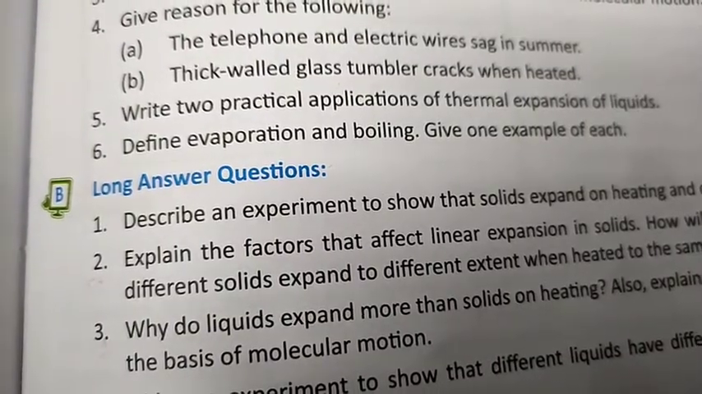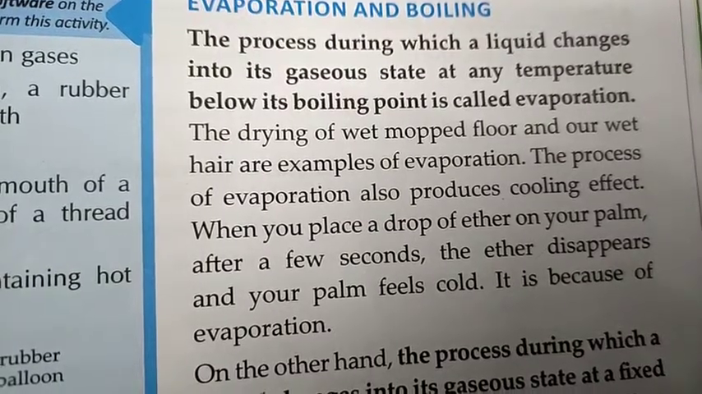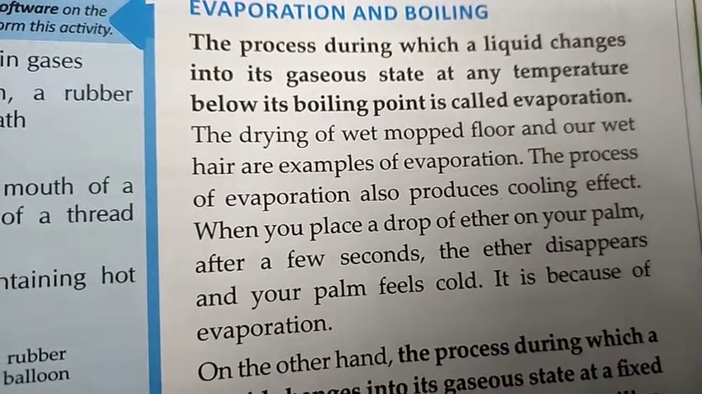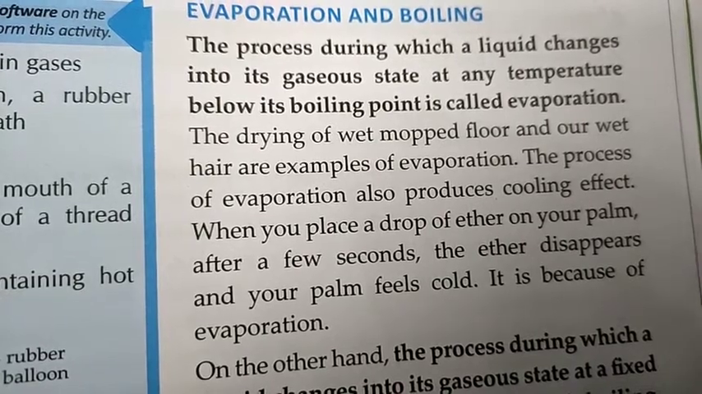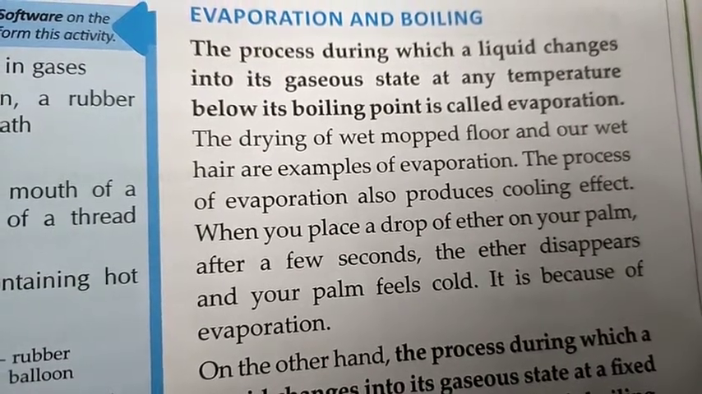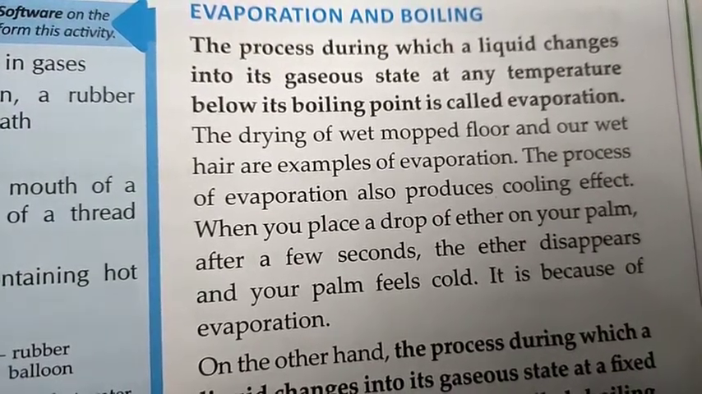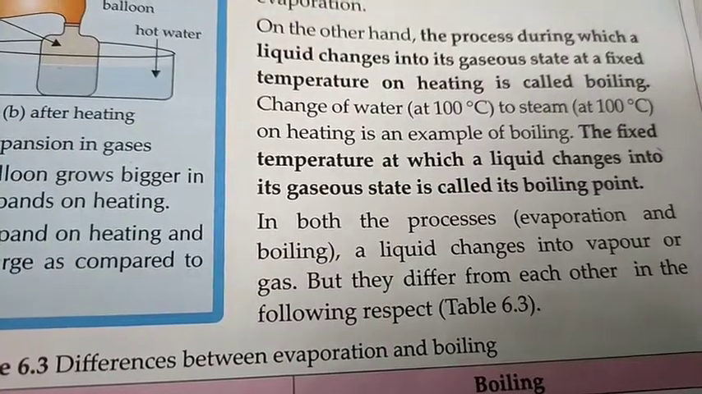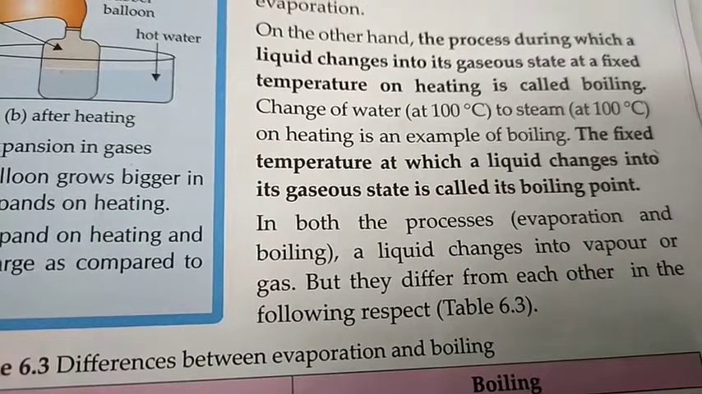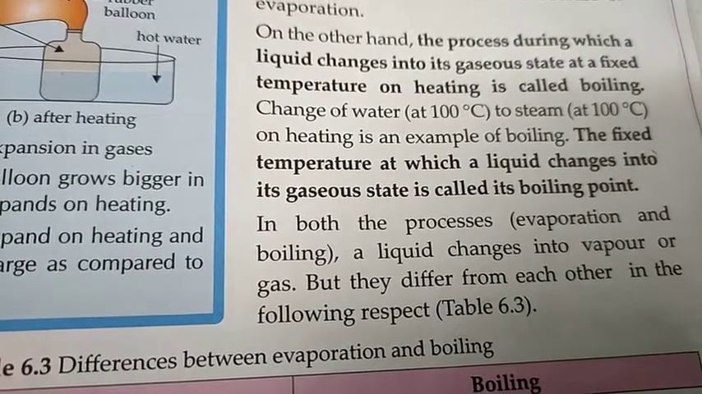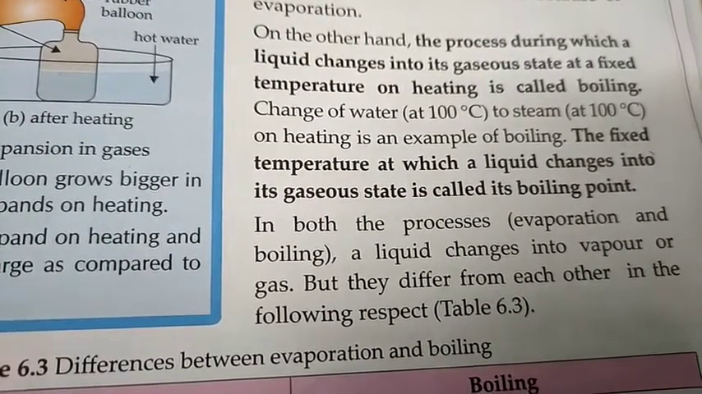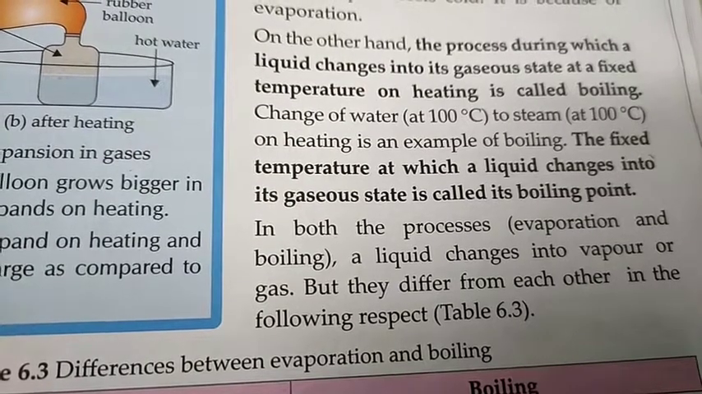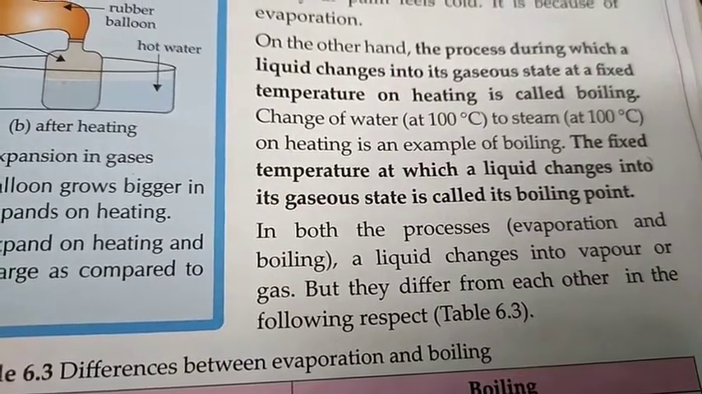Define evaporation and boiling. Give one example of each. The process during which a liquid changes into its gaseous state at any temperature below its boiling point is called evaporation. An example is the drying of a wet mopped floor. The process during which a liquid changes into its gaseous state at a fixed temperature on heating is called boiling. An example is the change of water to steam at 100 degrees Celsius on heating.